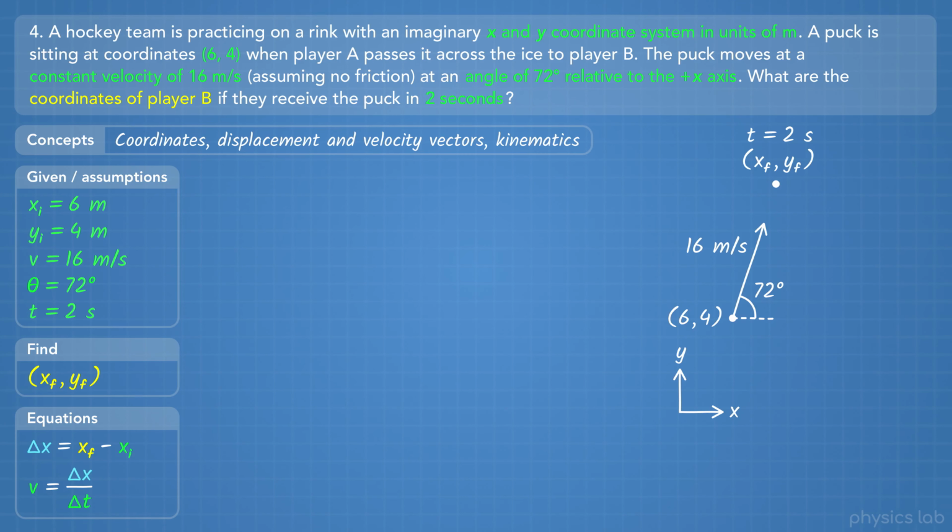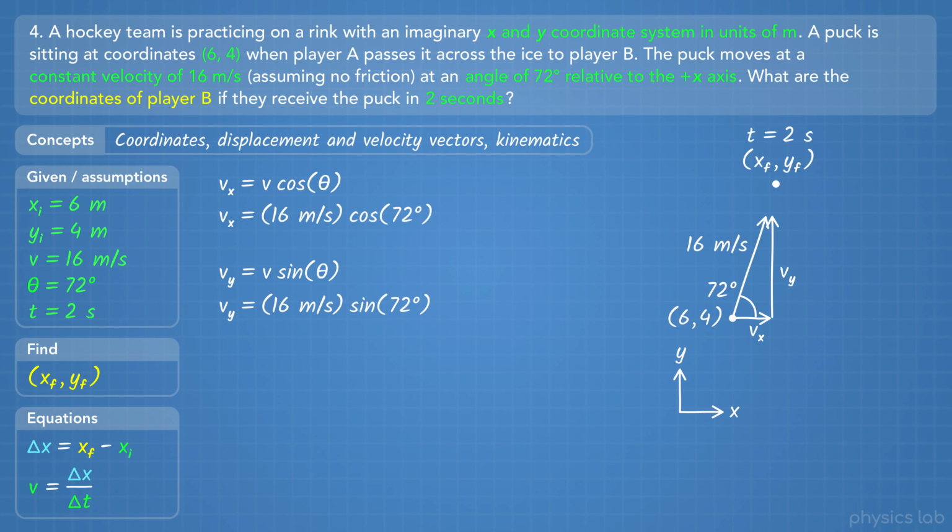Now let's look at the other way to solve this problem. First, we'll find the x and y velocity components. Then we'll use those to find delta x and delta y. So the x component, Vx, would be v times the cosine of theta, and Vy is v times the sine of theta. We plug in 16 meters per second for v and 72 degrees for theta, and we get 4.94 meters per second for Vx and 15.22 meters per second for Vy.